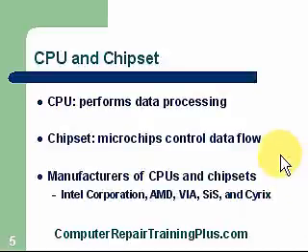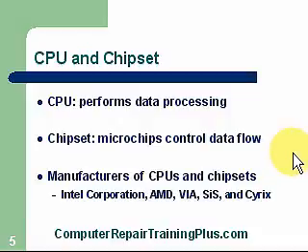CPU and chipset. CPU performs the data processing. It processes all the data and the instructions. Now the chipset, it's microchips. They control this data flow. We'll be talking about the chipsets. Very important because they do manage the flow of the data on the motherboard.